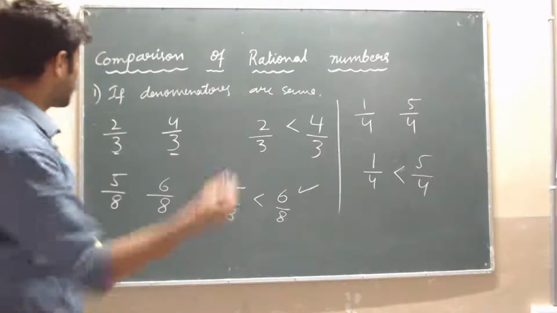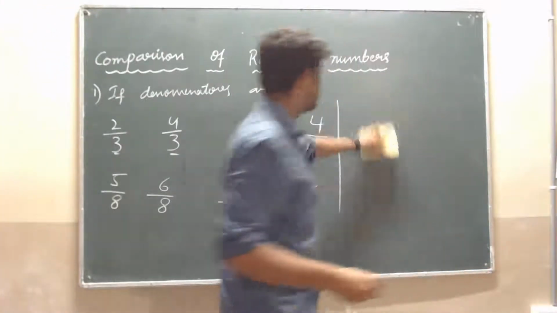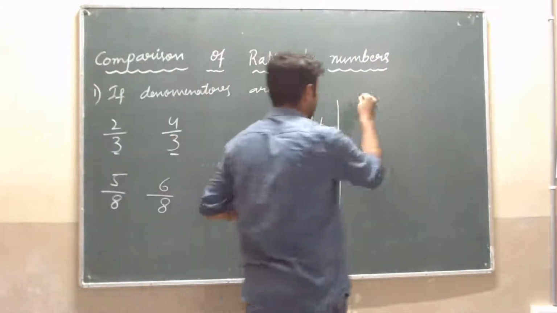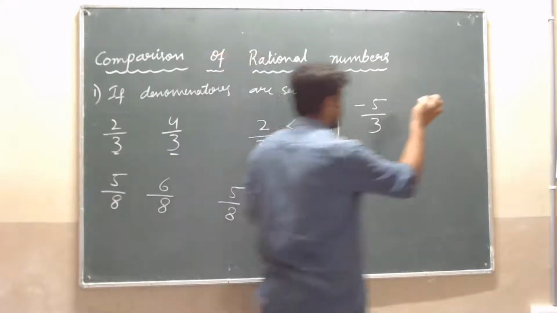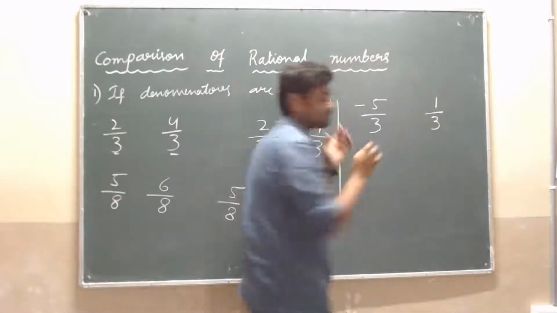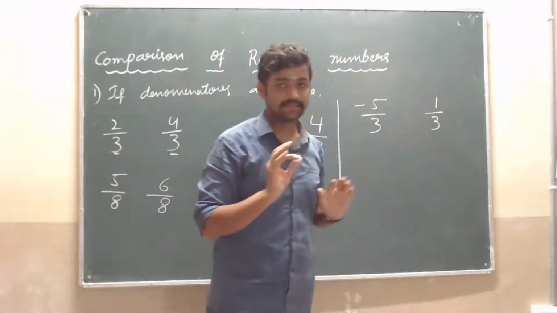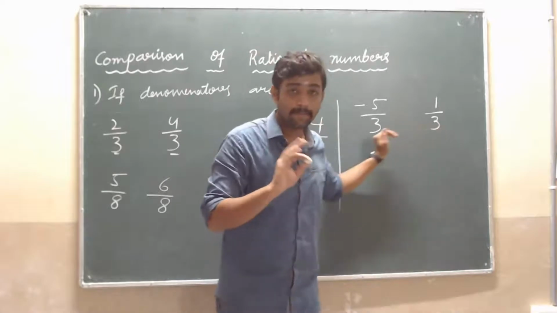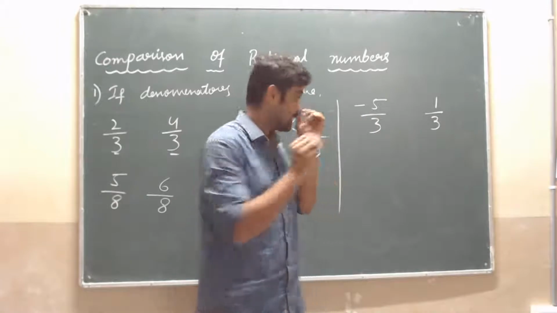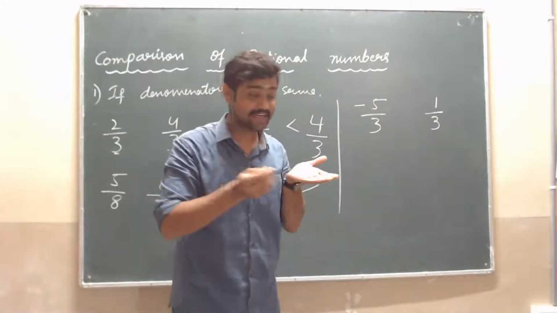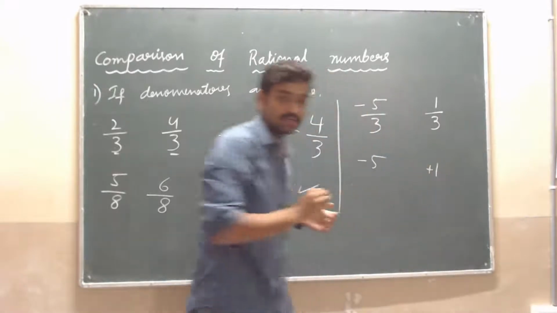Let's take one more example. -5 by 3 and 1 by 3. See, -5 by 3 and 1 by 3. Here the denominators are the same, isn't it? Here 3 is the denominator, and here also 3 is the denominator. Then we have to compare the numerators, that is -5 and +1.